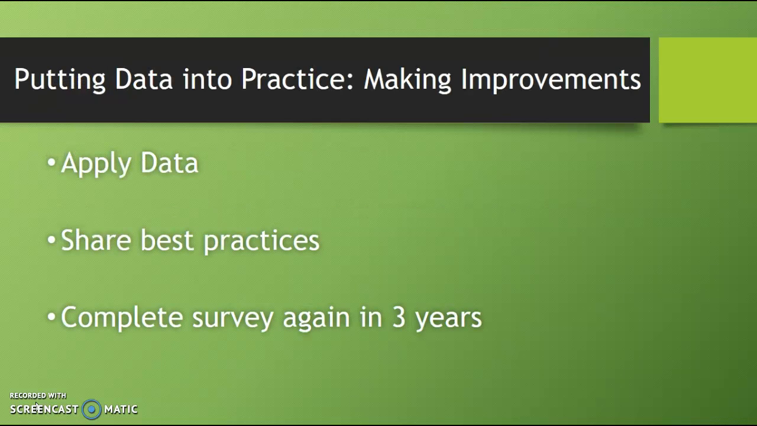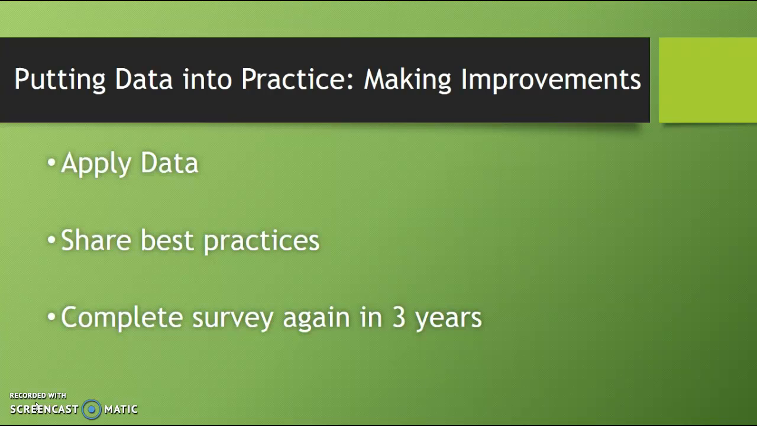So putting that data in practice, making those improvements, how does that work? Well, the MSL is designed in a way to help institutions really apply the data. They provide internal benchmarking, external benchmarking, and opportunities for collaboration to share best practices. The results of the MSL have been used at various institutions at the department level, the programmatic level, and the institutional level to affect positive change in the leadership development of students.